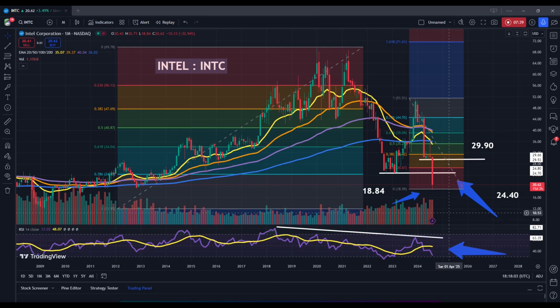So here is the current market analysis for Intel Corporation, stock ticker INTC.